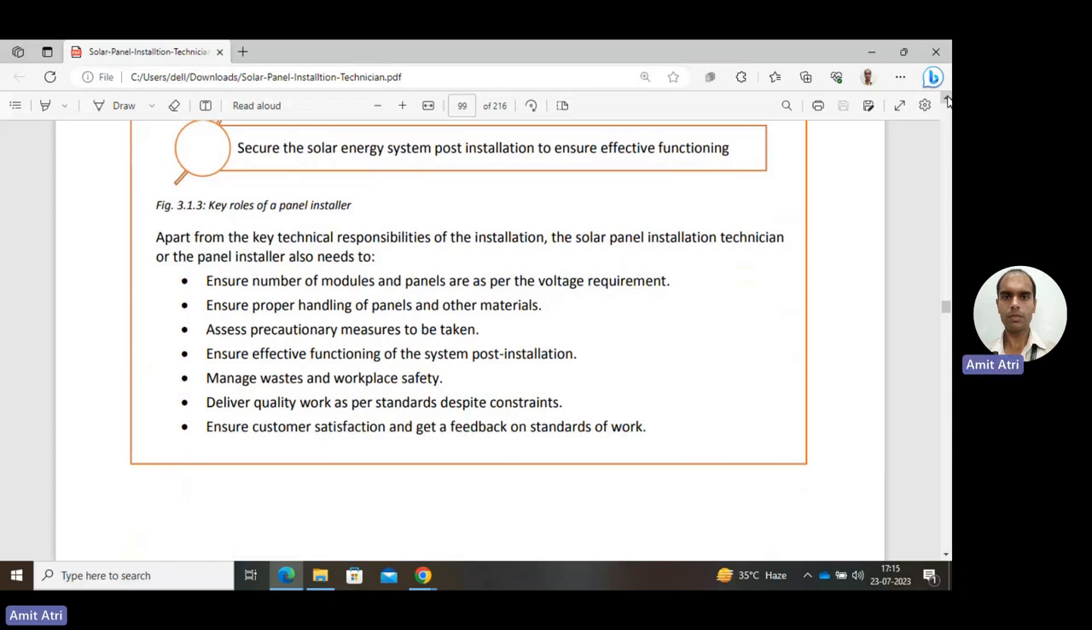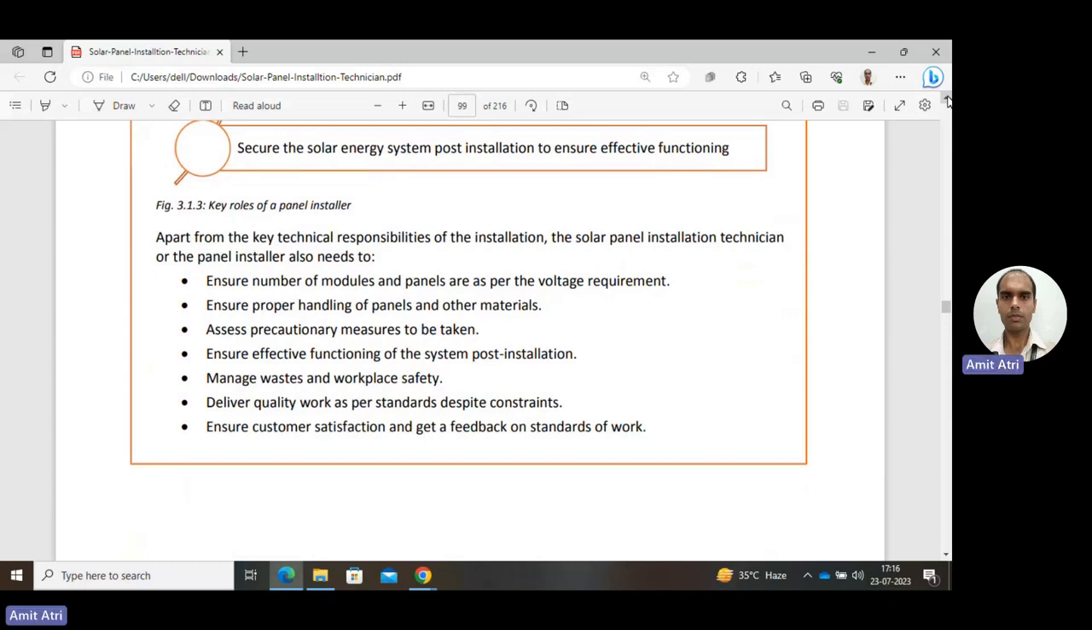Then he should ensure proper handling of panels and other materials. The proper handling is needed for panels and also other materials as well. The frame should be there. The tools also should be properly handled. Then other components like wiring connections, junction boxes, and some other miscellaneous components as well. And then excess precautionary measures are to be taken. The precautions we should take, because if we avoid some precautions, then there is a chance of mishap.